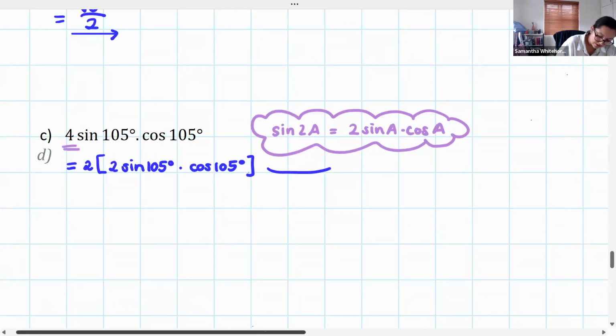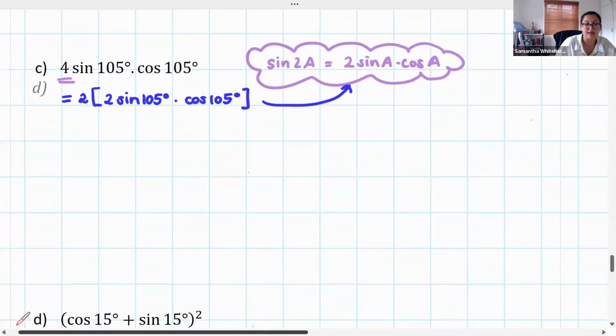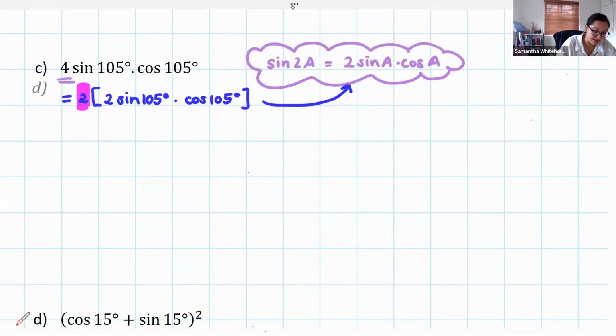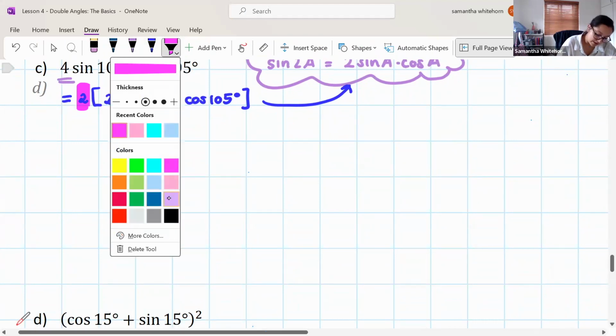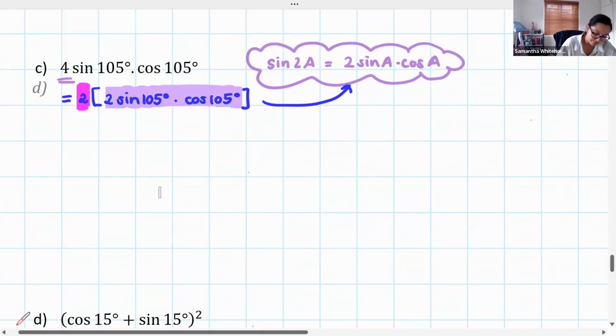This is now matching up to my identity. So this is now what I want. What we now need to bear in mind is that we have this coefficient of 2 here. It's just a coefficient. Nothing wrong with that, nothing I need to stress about, but it is there. Within this bracket, I am now able to apply my sine double angle identity.